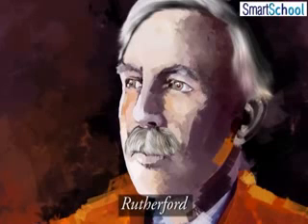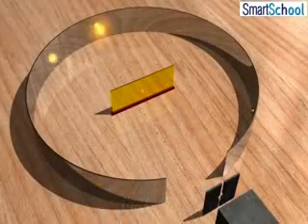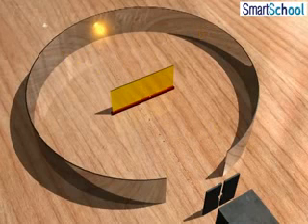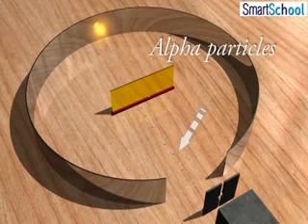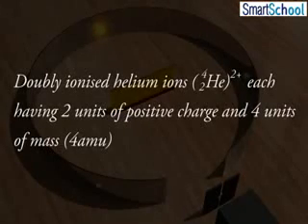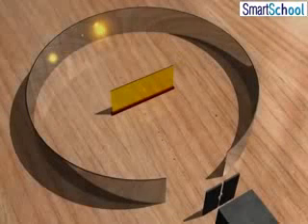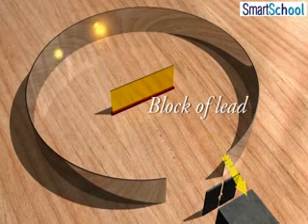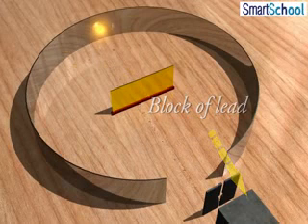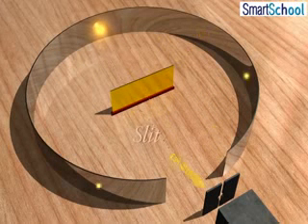In 1911, Rutherford performed an experiment in which he bombarded a thin foil of a heavy metal like gold with a stream of fast-moving alpha particles, which are doubly ionized helium ions, He2+, each having 2 units of positive charge and 4 units of mass, 4 u. These were obtained from radium placed in the cavity of a block of lead and made into a fine beam with a slit.